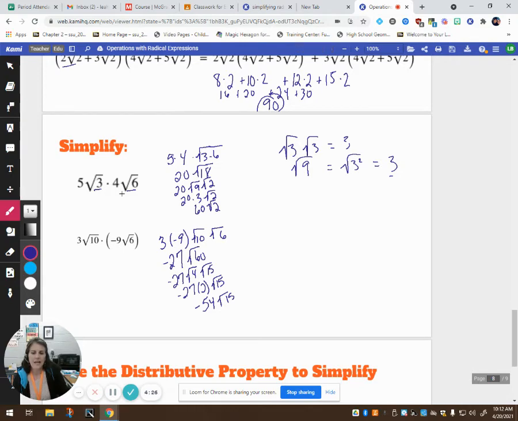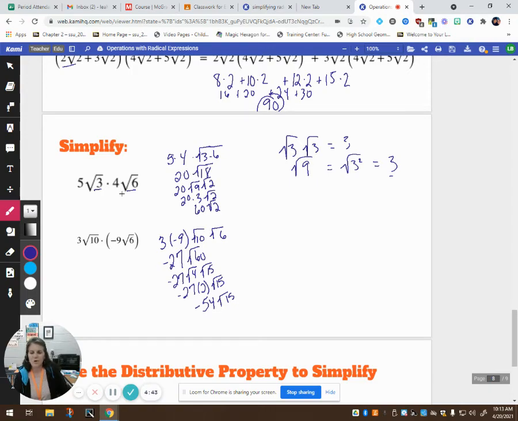I realized, hey, I can break 18 down into a perfect square. 18 is divisible by 9. So I rewrote it as the square root of 9 times the square root of 2. Once I take the square root of 9, I get 3. So I have 20 times 3 is 60 times the square root of 2.